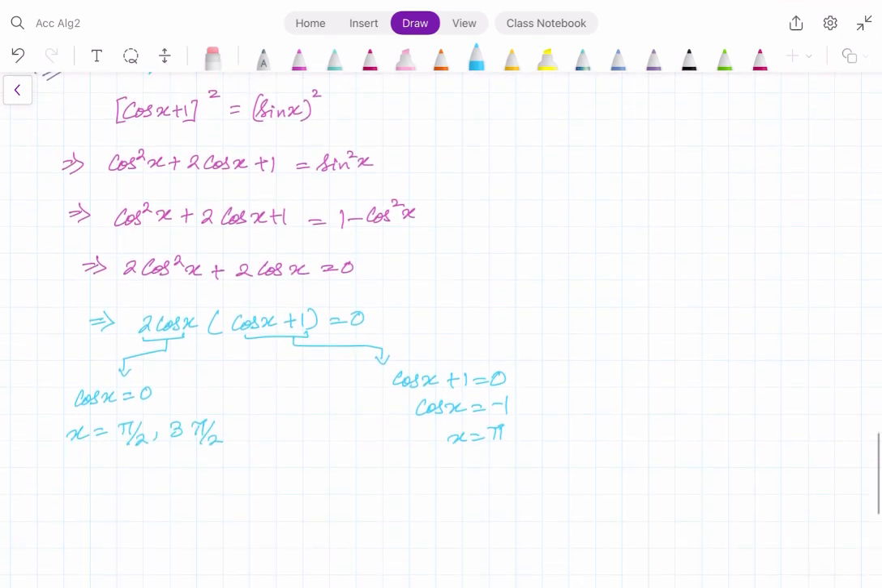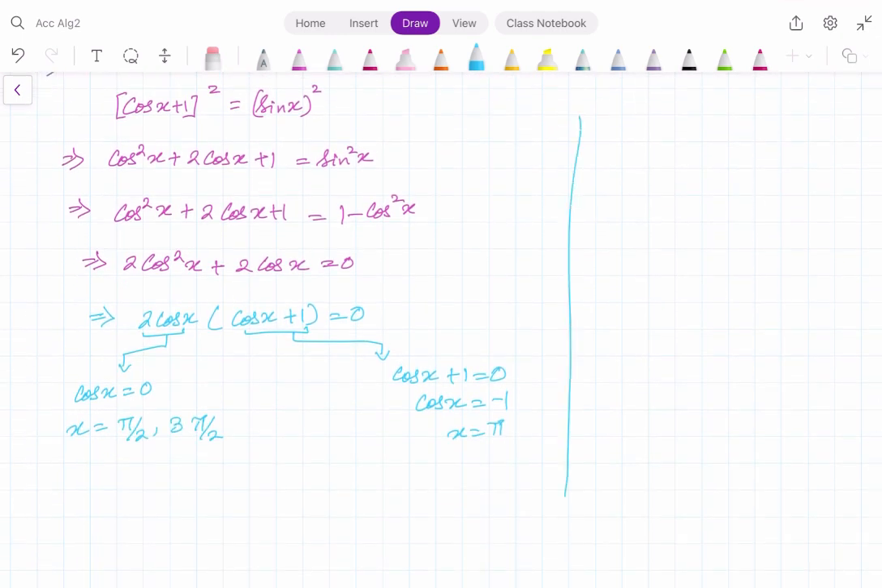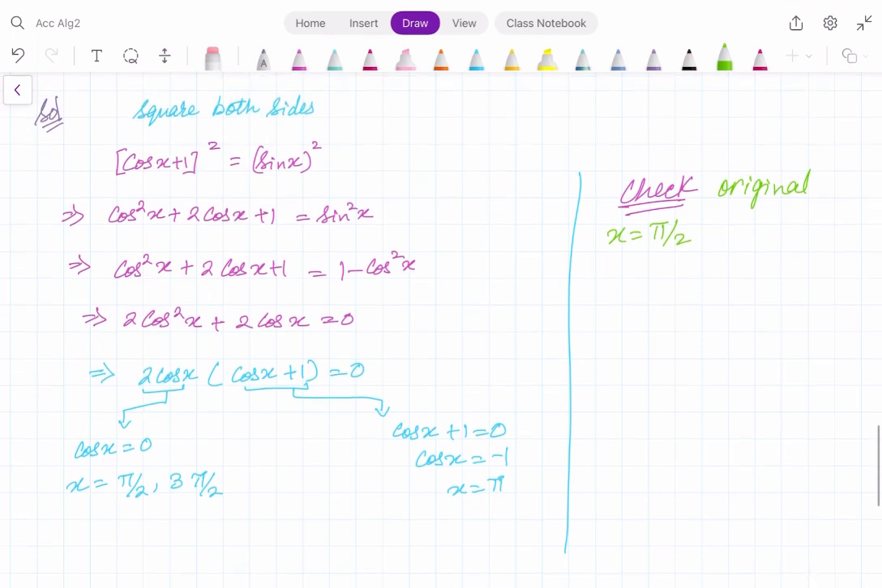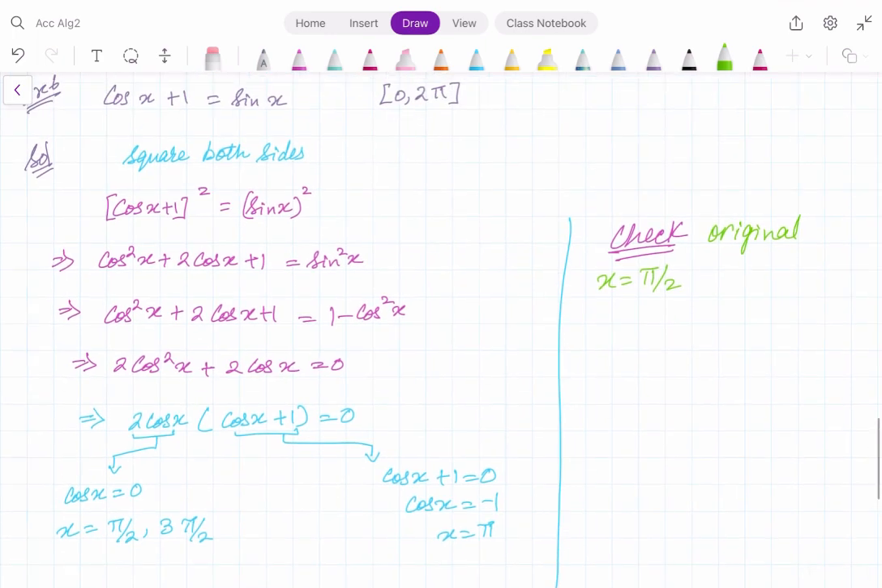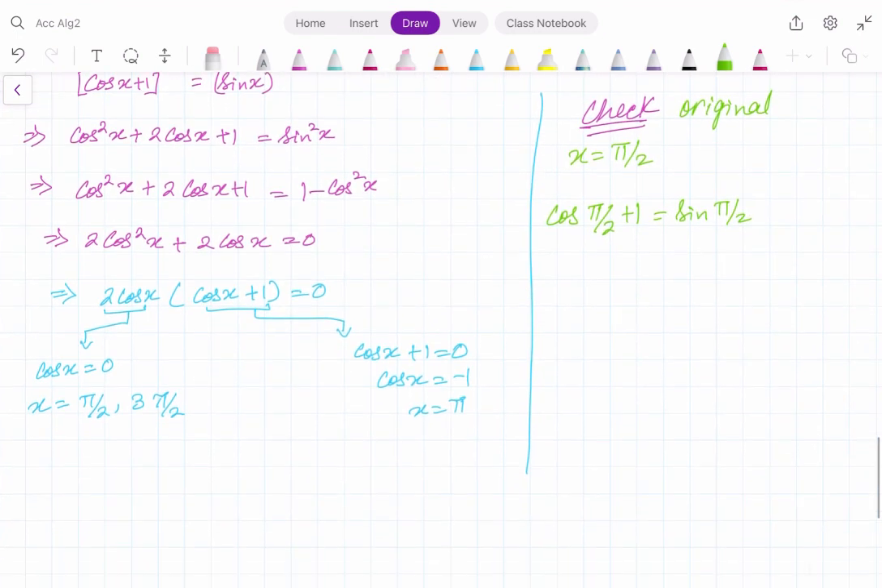Let's do the checking part. If you remember in algebra 1, you used to get the solution and then find the extraneous solutions, right? The solutions that don't fit the equation. So to check, we will use the original equation. So the original equation was cos x plus 1 is equal to sin x. So one by one, we will plug all these angles and see if both sides match. So cos pi half is just a 0. Sin pi half is 1.